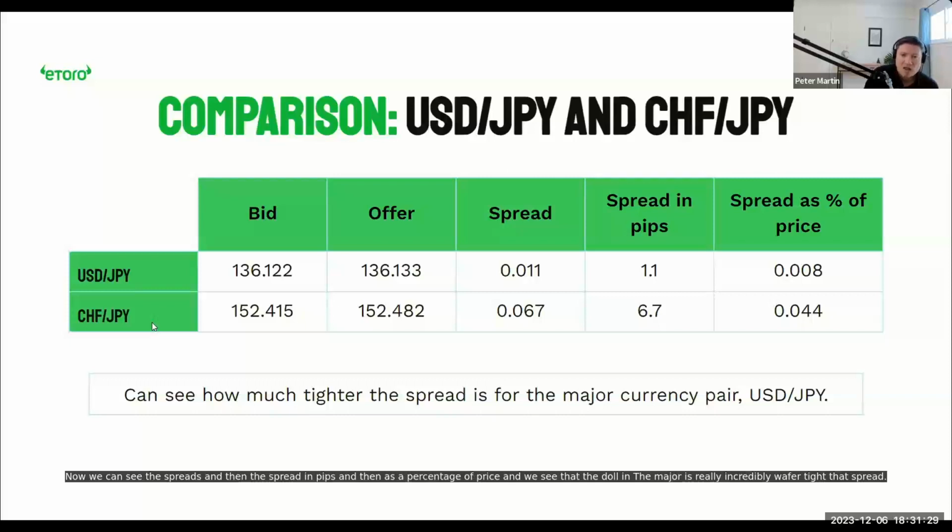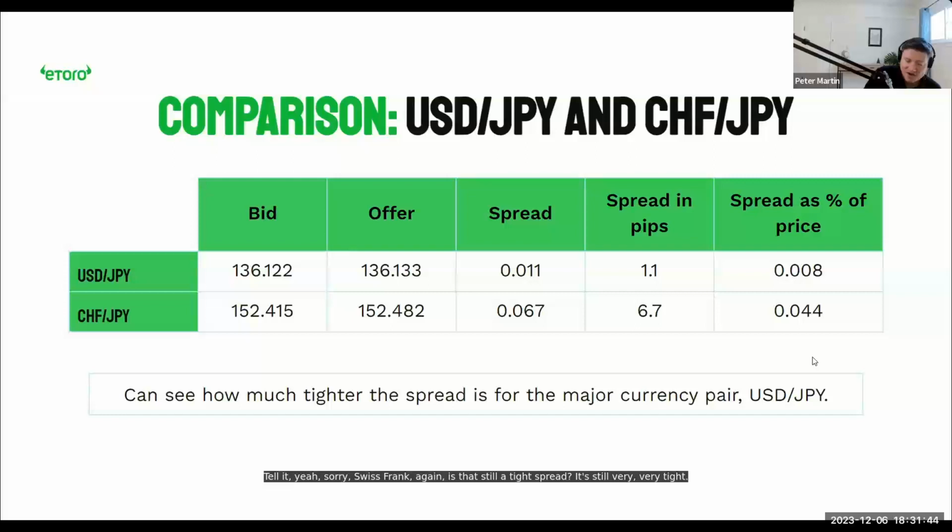Now we can see the spreads, then the spread in pips, and then as a percentage of price. And we can see that the dollar yen, the major, is really incredibly wafer tight, that spread. Swiss franc against yen, that's still a tight spread. It's still very, very tight.